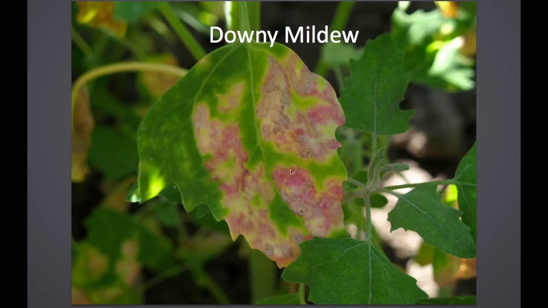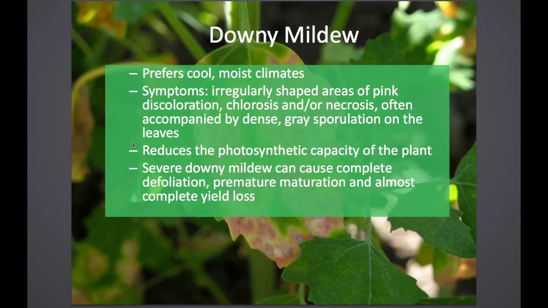So this is Downy Mildew. This is the number one quinoa disease worldwide. You can see the gray and pink discoloration of the leaves. This would be a fairly susceptible variety here. So this is something we're also looking at, primarily on the west side, but we also do see it in eastern Washington too. It does prefer cool, moist climates. You see, again, the discoloration, chlorosis, necrosis. It can drop yields down to 0% if it's severe.